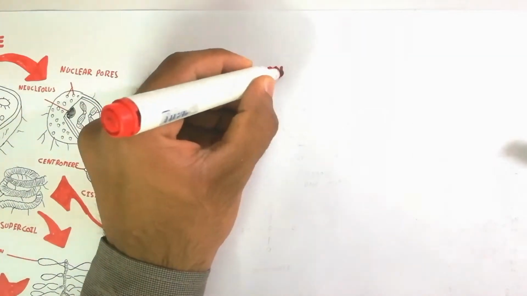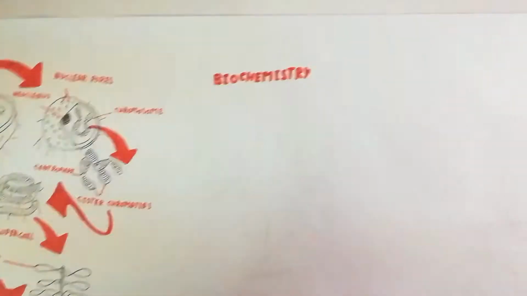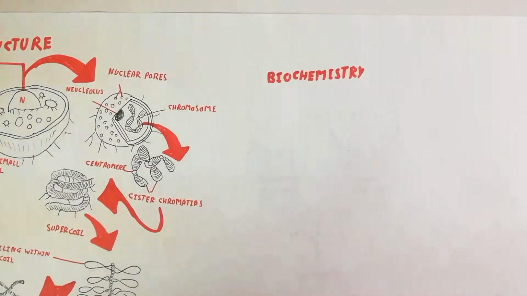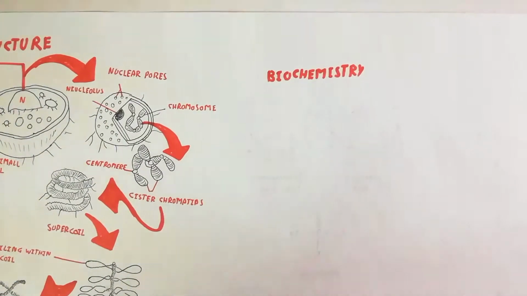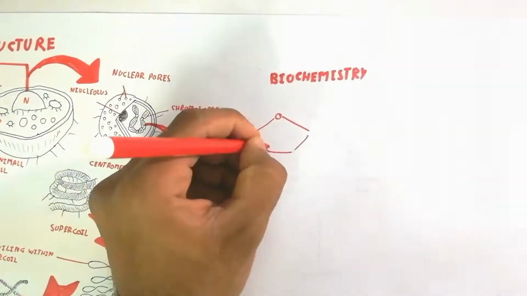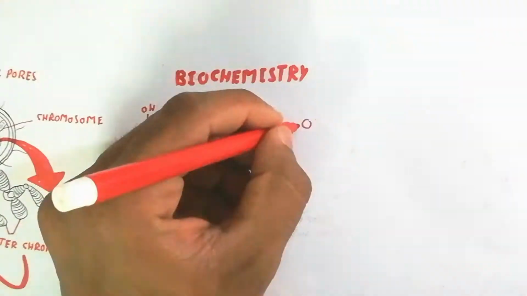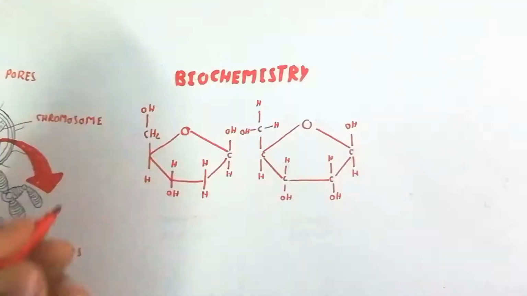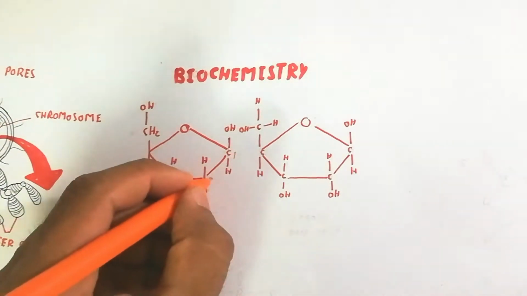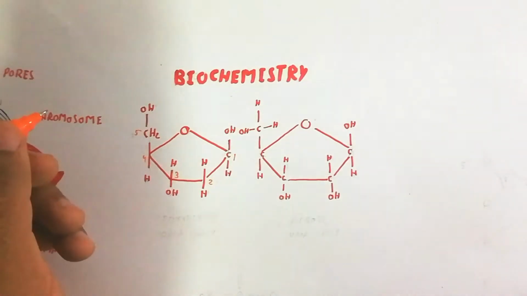Now we can get the concept from biochemistry. The biochemistry of DNA is basically ribose sugar, which is a pentose sugar, because pentose means 5 carbons are present in a single pentose, in a single ribose.